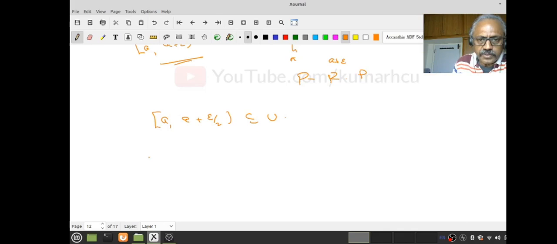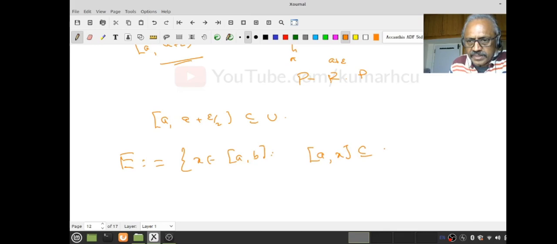Okay, what is the subset? The subset is, let me call it E. E is the set of X in the interval AB so that the closed interval A up to X is contained in U. What is U? U is the given set. What are the properties of U? It's not empty, it's not AB, and it's both open and closed, and the little a belongs to capital U. Right? So this E is not empty because A plus epsilon by 2 belongs to E. Therefore, E is not empty.